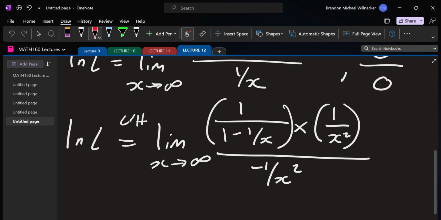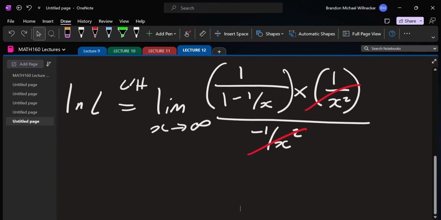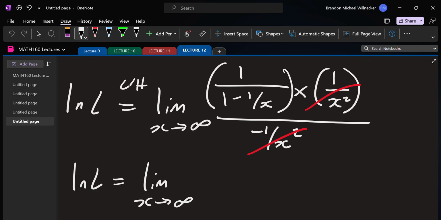Okay, now this looks really messy, but notice in the top we have 1 over x squared. In the bottom we also have 1 over x squared. They can just cancel. So now we have the natural log of L is equal to the limit as x goes to infinity. The bottom had the minus, so let's put the minus there. So minus 1 over 1 minus 1 over x.